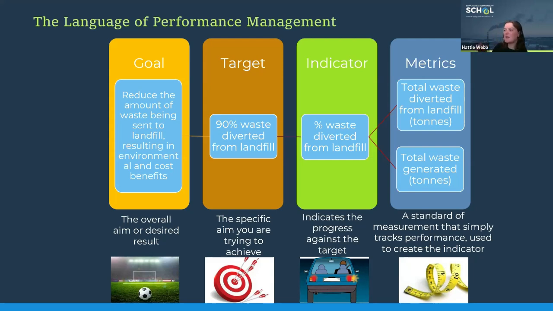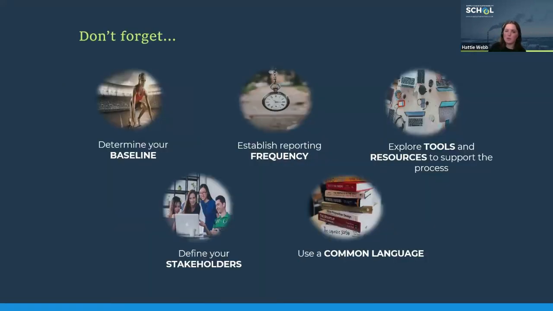We'll then have the indicator. So this indicates the progress against the target, and we need to use those key metrics there to work out what our indicator is. So we'll need the total waste diverted from landfill and the total waste generated to then give the percentage waste diverted from landfill. And this will help you to understand how you're performing and how you need to improve. And of course, it's just always important that we're speaking the same language when we're using these terms.